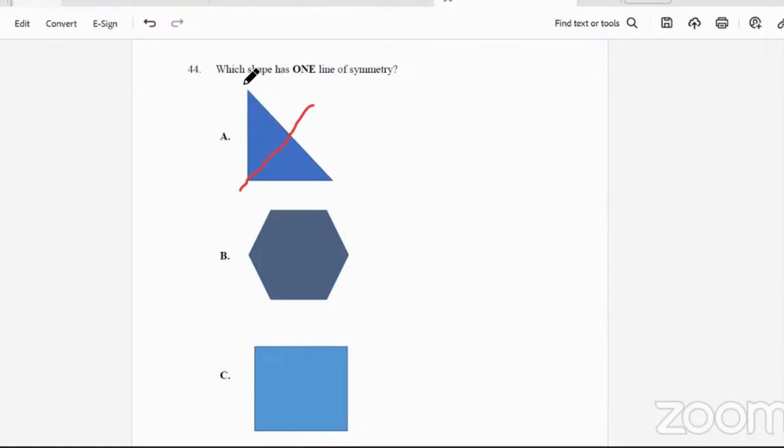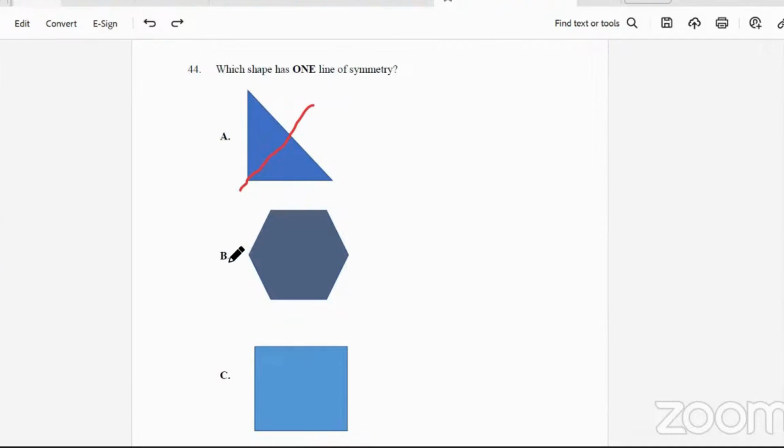Now, if I had tried to cut it this way, then both sides would not be equal. That's not a line of symmetry for the triangle. So the triangle has only one line of symmetry.